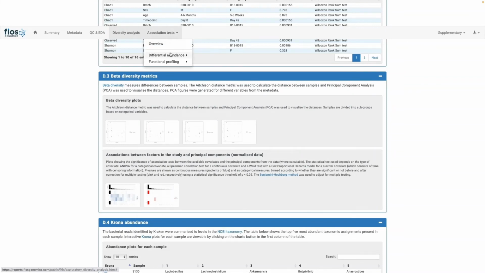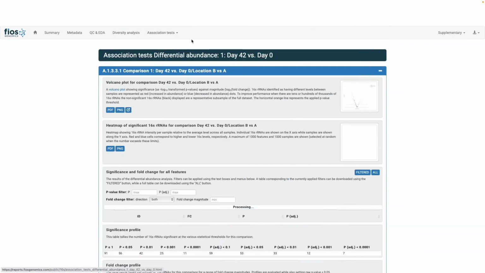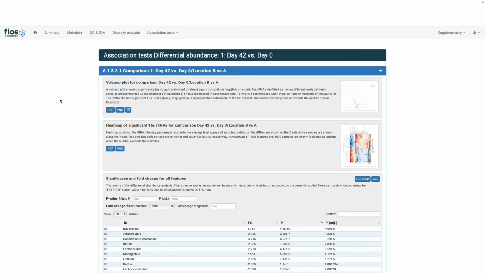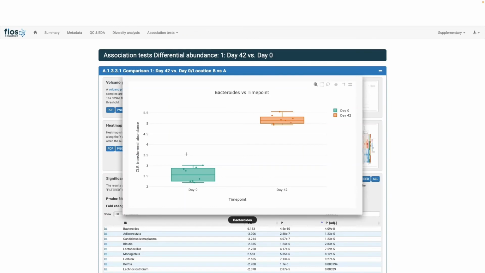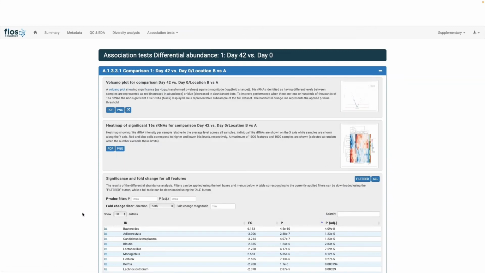We went on to formally test the differences in genus abundance between locations and found a significant increase in a number of genera, including Bacteroides, Monoglobus, and Dinitrobacterium, post-location transfer, and a significant decrease in a number of genera, including Adlercreaceae and Lactobacillus, amongst others, post-transfer.